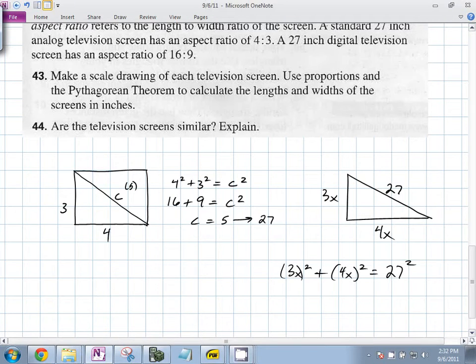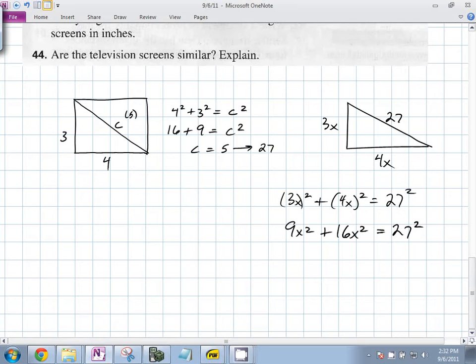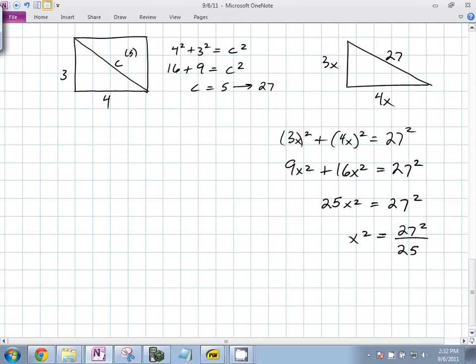So let's keep on working on this. What do we get? 9x squared plus 16x squared equals 27 squared. We already know it's 27 squared. Remember, right? So how many x squareds do we have on the left? 25. 25 x squareds equals 27 squared. So what does x squared equal? 27 squared over 25. What do we do to both sides? Square root. So what's the square root of 27 squared over 25? What's the square root of 27 squared? 27. What's the square root of 25? It's 5, right?